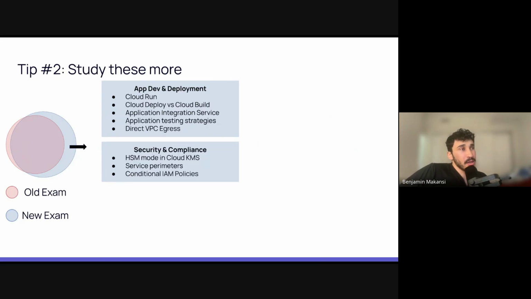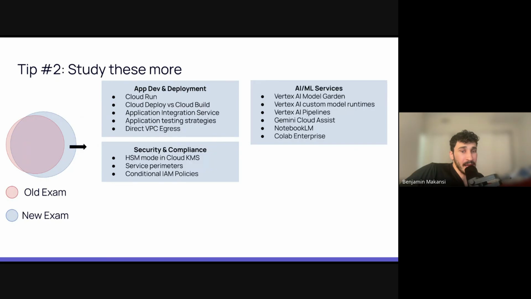Security and compliance. So HSM mode in Key Management Service is more likely to show up. Service perimeters, service controls, conditional IAM policies. These are all newer things that are being emphasized more than previously, even if they had a chance of showing up previously. Conditional IAM policies are actually new. I'm not sure exactly when they were released, but I don't think they were on the old version of the exam at all.